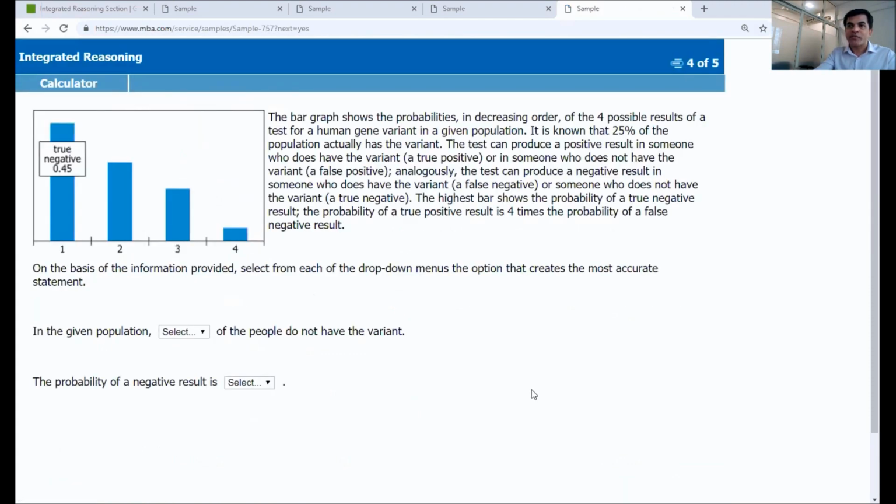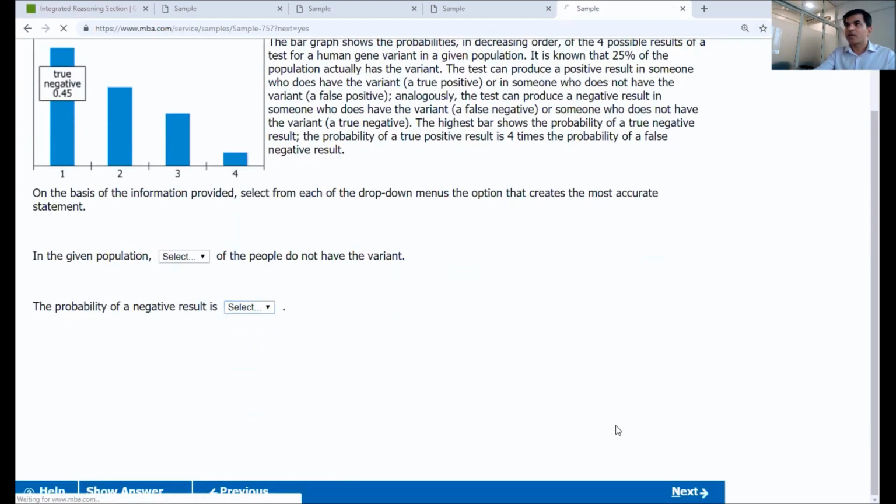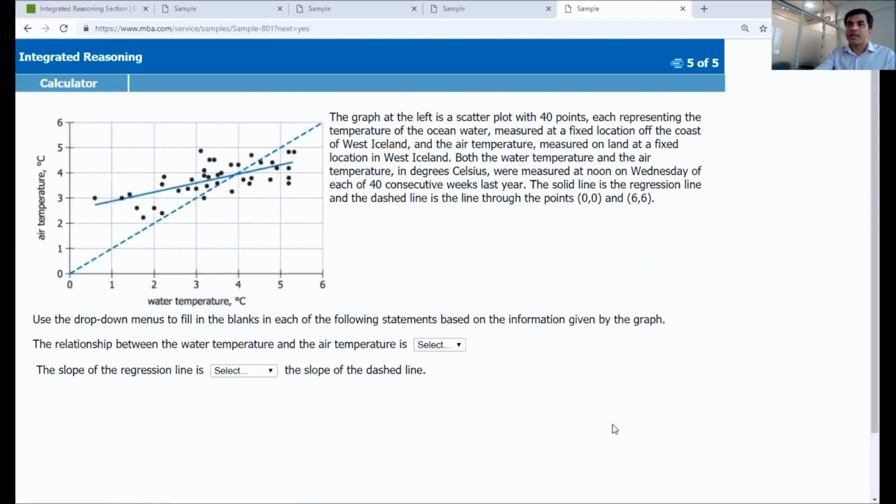Yet another example of graphic data. Again, as we can see, sub-question 1, sub-question 2. If you answer both correctly, it's counted as one correct response on IR. This is yet another example. So these were some situations we looked at of the type graphics interpretation.